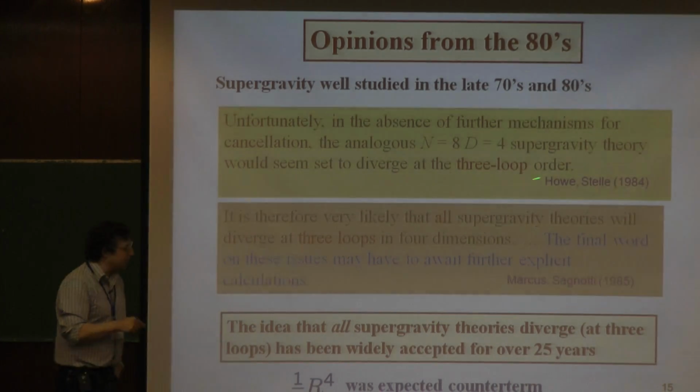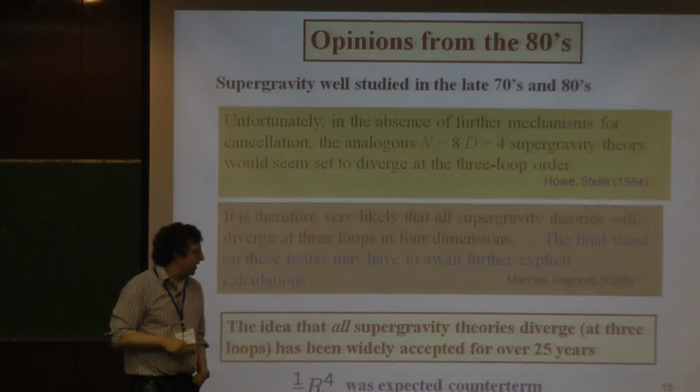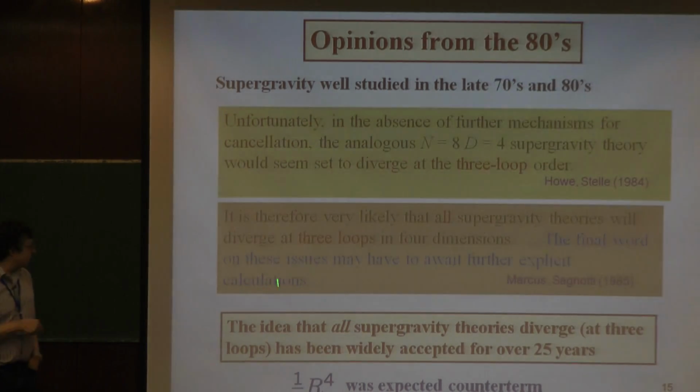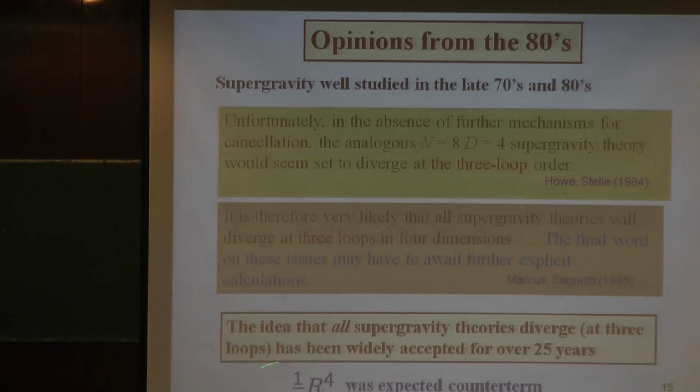But the original people were much more cautious because they, of course, would only say what they knew to be true. Actually, here's a very nice quote. They also said 3 loops. But anyway, the final word on these issues may have to await further explicit calculations. It's my kind of guys, right? It's like no fooling around. We've got to do some calculation and understand what's true and what's not true, enough of this arguing.